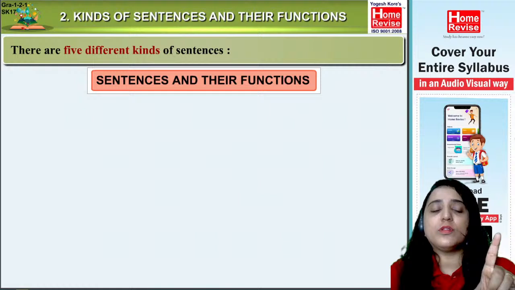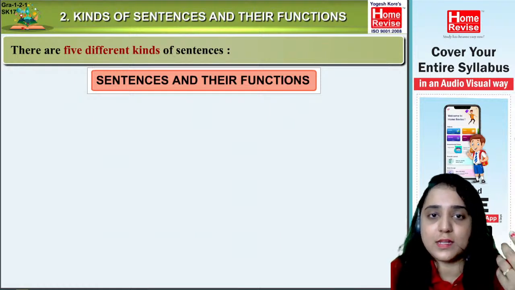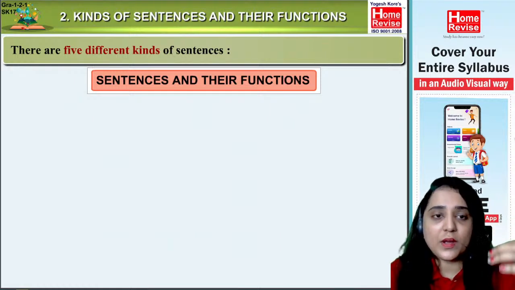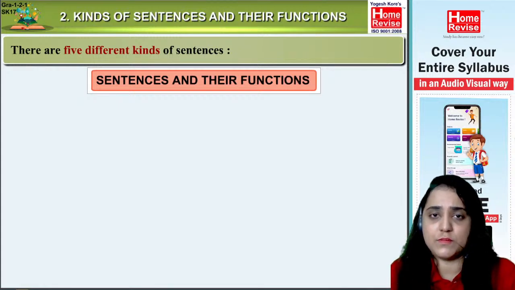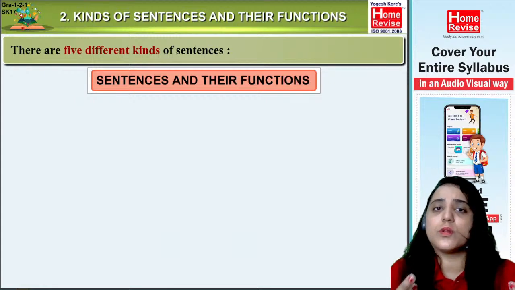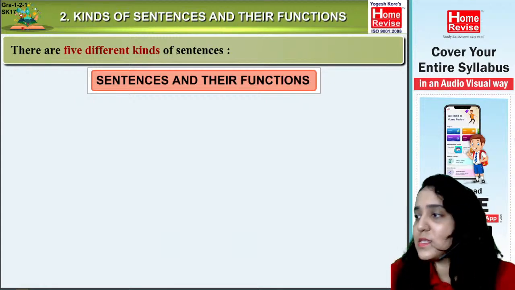And one more thing: as soon as you read the sentence, as soon as you come across the kinds of sentences, half the sentences you will come to know just by their names. As soon as you hear the name, you will automatically understand exactly what is in that sentence.